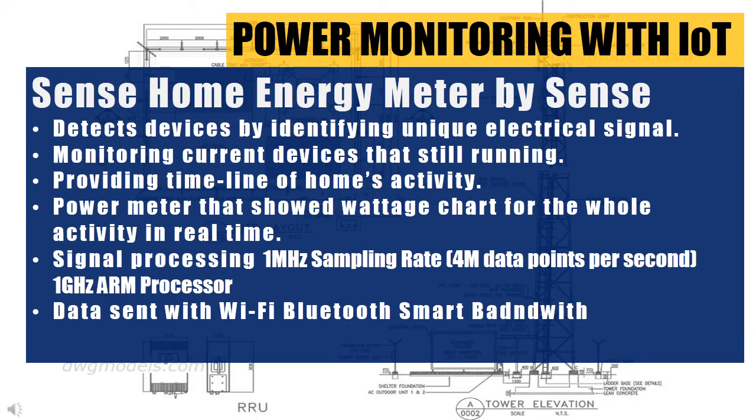Power monitoring with IoT. Sense home energy meter by Sense. Its functions are to detect devices by identifying unique electrical signals, monitor current devices that are still running, provide a timeline of home activity, and act as a power meter that shows a wattage chart for the whole activity in real time. It uses signal processing with a 1 MHz sampling rate to a 1 GHz ARM processor, and the last one, data is sent with Wi-Fi and Bluetooth smart bandwidth.